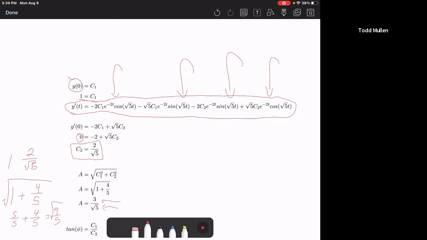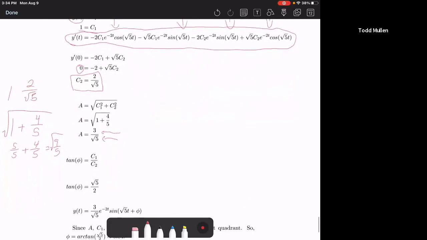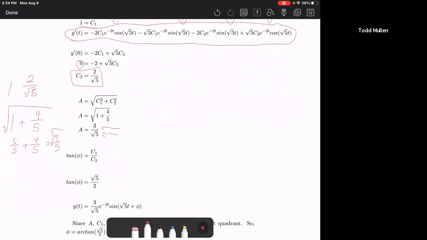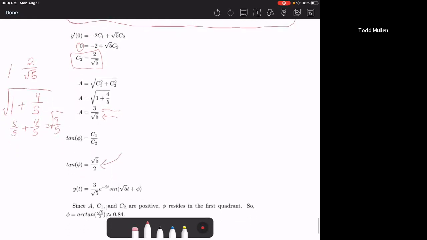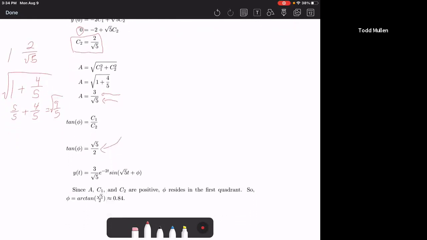And then the last thing we're going to need is phi. Well, tan of phi is c1 over c2. So that's root 5 over 2. And we want to figure out, can we just use arctan? What can we do here? Well, since A, c1, and c2 are positive, that means both sine and cos are positive. And that means we're in the first quadrant, which means it is appropriate to take the arctan as our solution. So phi is equal to the arctan of root 5 over 2, which is approximately 0.85.